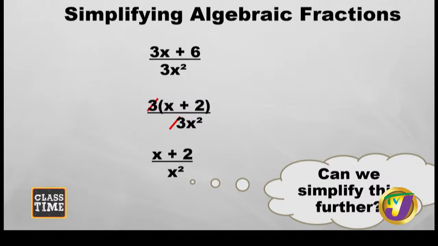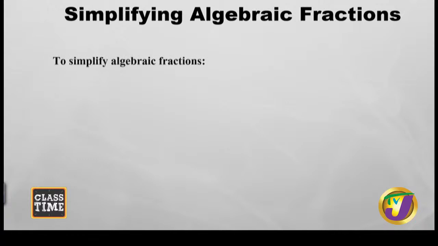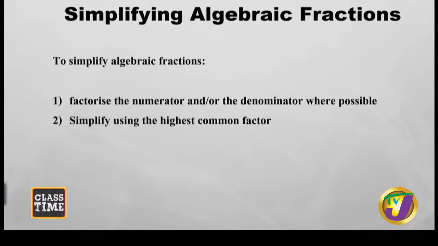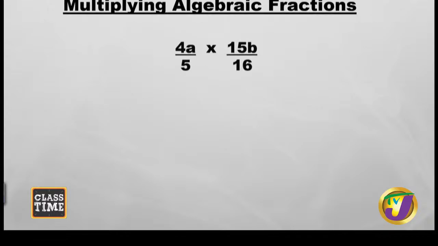Good observation. So just to recap, what we would have looked at when we're simplifying algebraic fractions: 1, we factorize the numerator and or the denominator where possible, and 2, we simplify using the highest common factor. Let's take this a little bit further now to multiplying algebraic fractions. So we have our first algebraic fraction, 4a fifths multiplied by 15b sixteenths. Let's see if Tamika can use what she learned earlier.